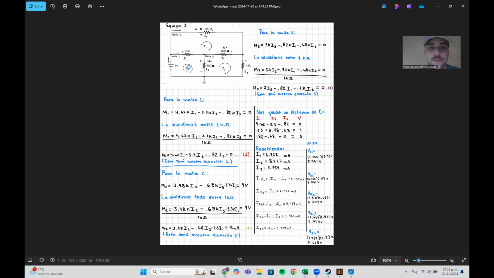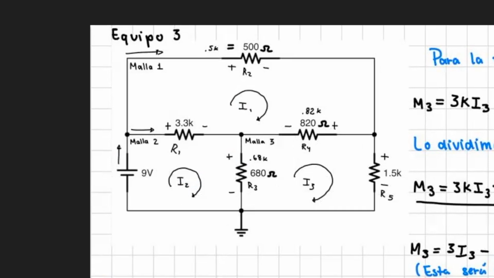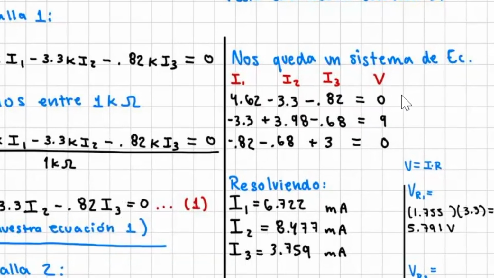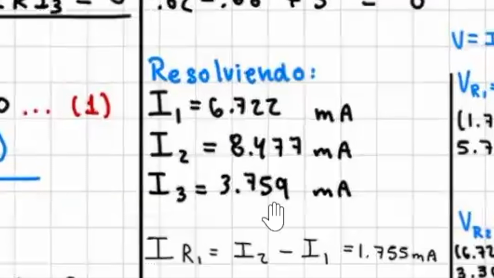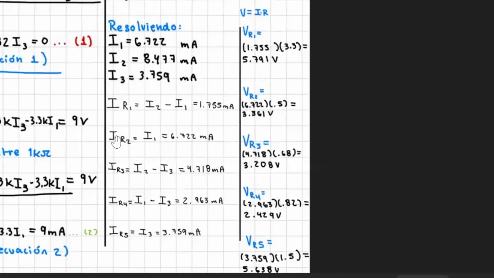So to solve this problem, we would have to see that we have I1, I2, and I3. Those would be the currents in each of the meshes. We will have 3 meshes right here. So we would have 3 equations, equation 1, equation 2, and equation 3. And after that, we would get an equation system, which we will solve to get I1, I2, and I3 values. Finally, we would get both the values of the current in each resistor and the values of the voltage in each resistor.